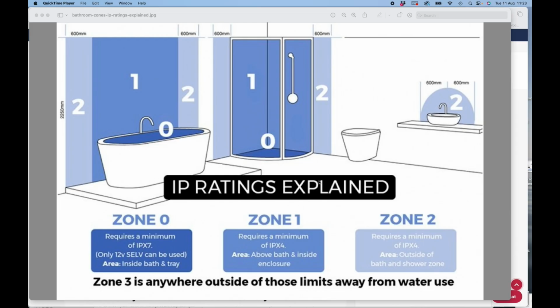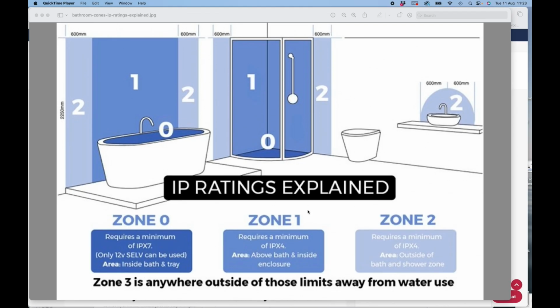You do also have to be careful about heated towel rails if they're electric. They need to be outside the zones. I've been caught out with that before because I just presumed they were IP rated or had the correct IP rating. Anyway, that might have changed since then, but I'd just look into that.